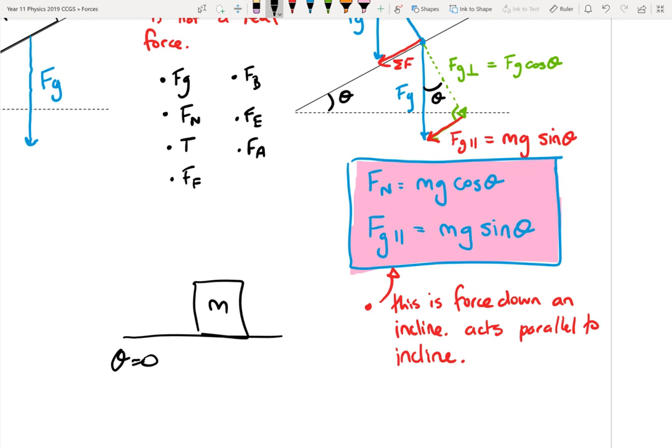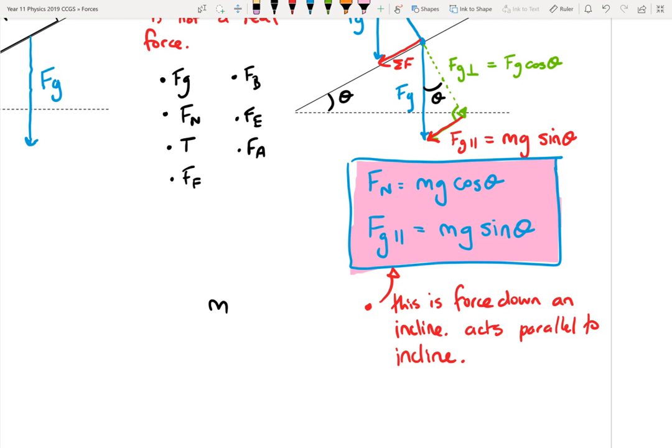Let's go to the other extreme. If I rotate my surface now to 90 degrees, then the parallel component of the weight force is the weight force. So with an incline of angle 90 degrees, the force down the incline is going to be mg sine of 90. What is sine of 90? 1. So the force down the incline is mg. That's just the weight force. All of the weight force will act if you have an incline of 90 degrees. Okay?